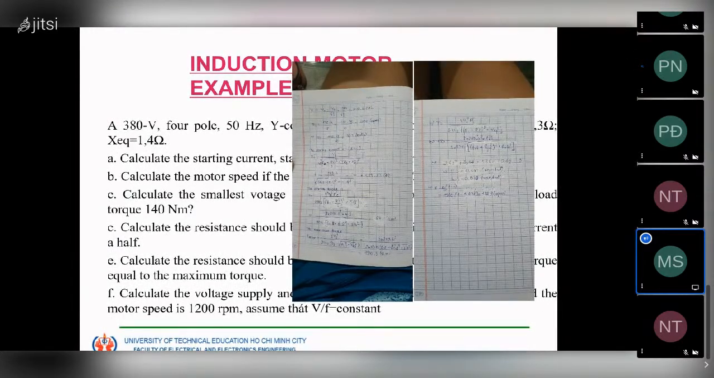I see the value 0.078 near the zero value. Yeah. You choose the value near the zero value of slip. Okay? And when you have the value for slip, next you have to calculate the speed. Okay, you have already had the synchronous speed, so very easy for you to calculate the rotor speed at this time.